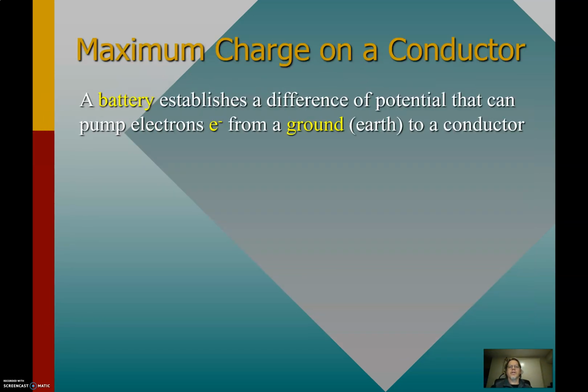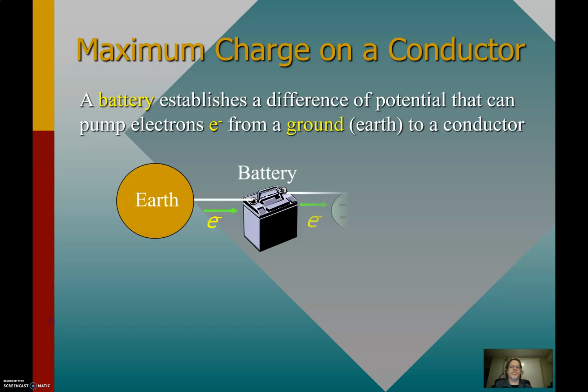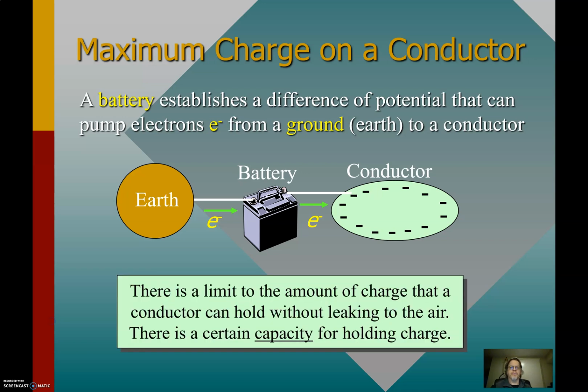Here we go. All right, maximum charge on a conductor. What happens is a battery establishes a potential difference that pumps the electrons from the ground to a conductor or vice versa. So the battery makes that potential difference. It could be on your car instead of the earth, but it all works the same, to put a charge on something.